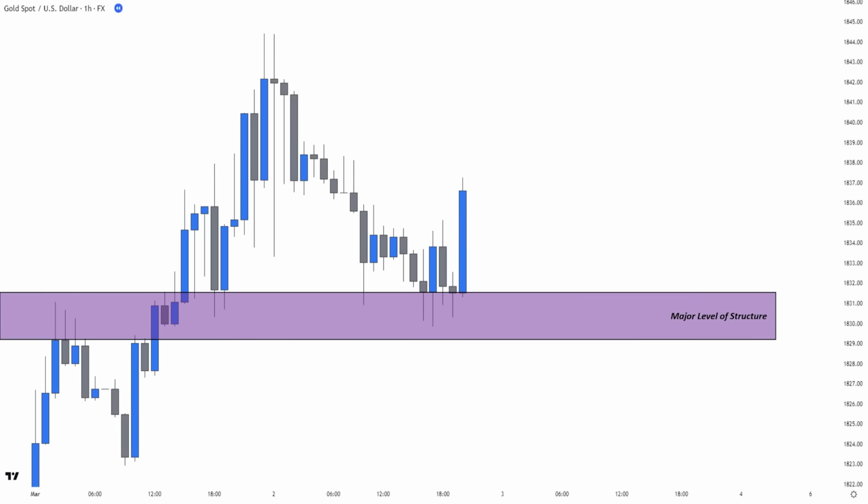Now, on the 1-hour chart, we can see much more detail. After hitting this level, it has formed a double bottom, showing a strong rejection. After that, the neckline breaks, which confirms the reversal. But if we enter the trade right away, our stop loss would be too big. So instead, we wait for a pullback to get a better entry price.